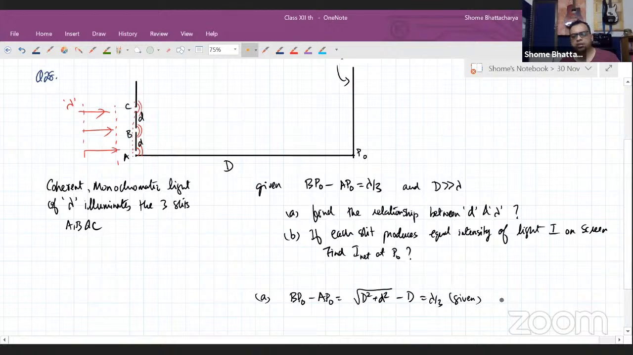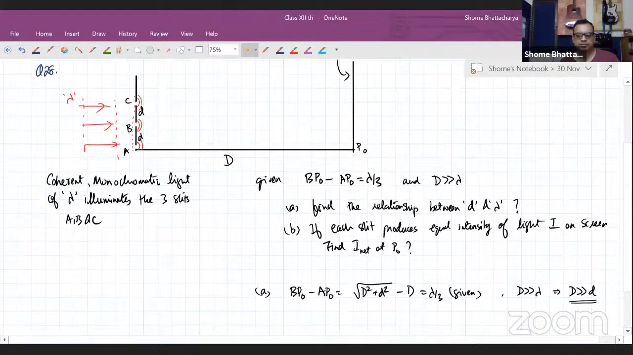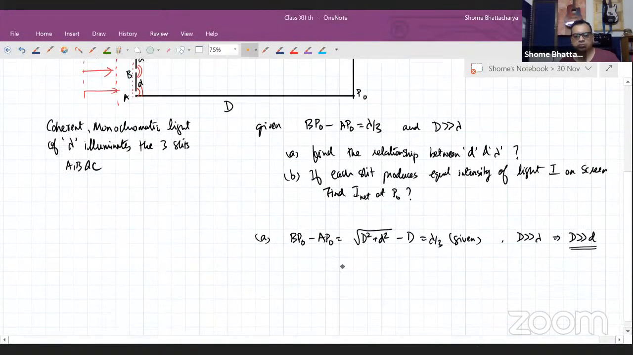Okay, and it is given that capital D is very large compared to lambda. So this also means that capital D is very large compared to small d. Okay, because you can understand that in this relationship, the difference of these two is going to have something to do with the small d by capital D ratio, and that is comparable to lambda by 3, and lambda is very small compared to this, so it automatically implies this. Okay, so let's solve this now.